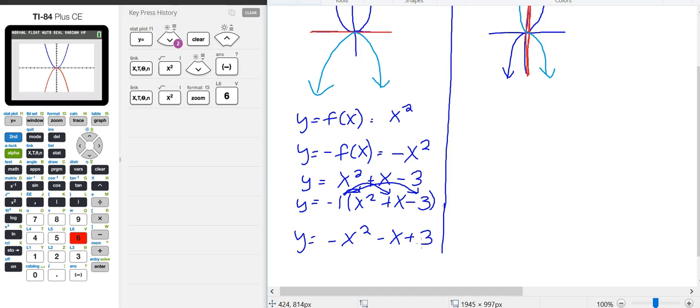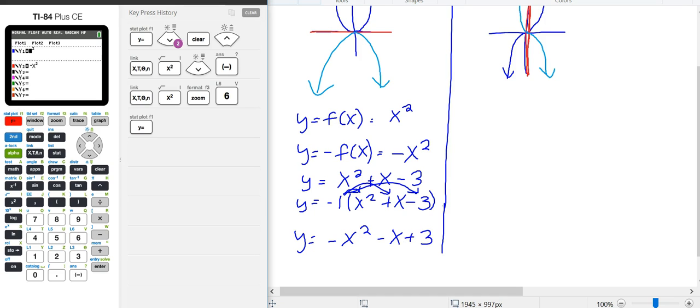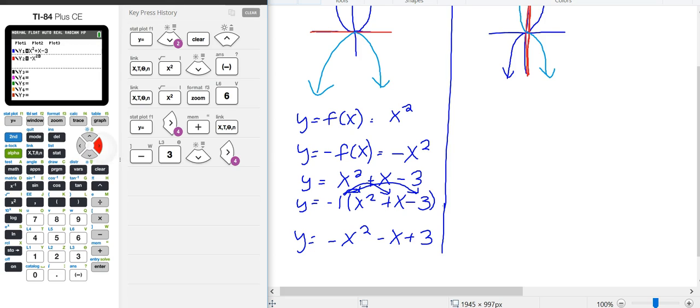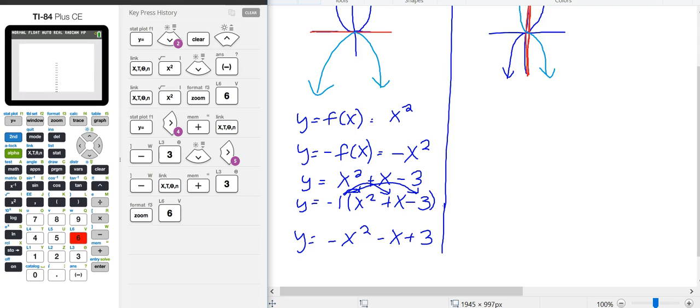And let's graph the parent function, which we just decided is x squared plus x minus 3. And let's graph the transformation, the reflection. Y is equal to negative x squared minus x plus 3. And zoom 6 for zoom standard. That's the original function. And that's when the function is reflected across the x-axis.